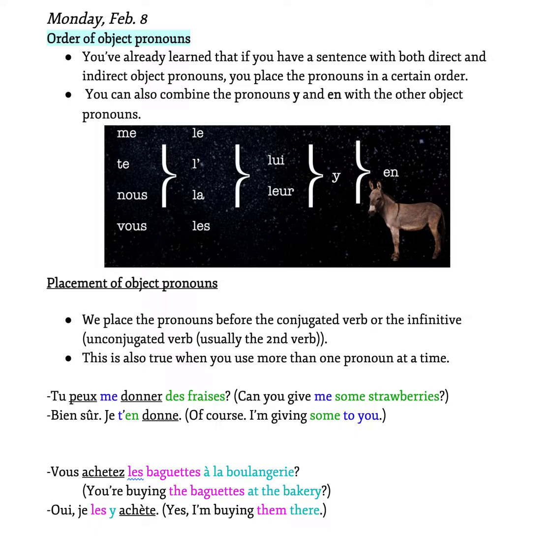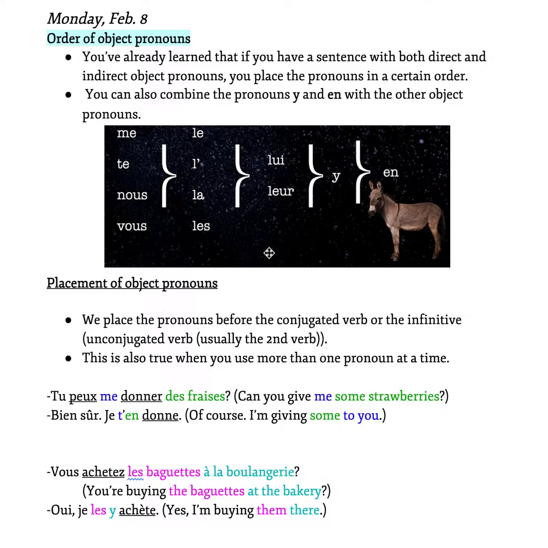So you already know that you can use both direct and indirect object pronouns in the same sentence, and they have to go in a special order. So you can also use the pronouns y and en along with those other object pronouns. They just have to go in a specific order. So nothing really changes for the first half. So me, te, nous, vous, then le, l', la, les, and then lui, leur. So these always come in this order.